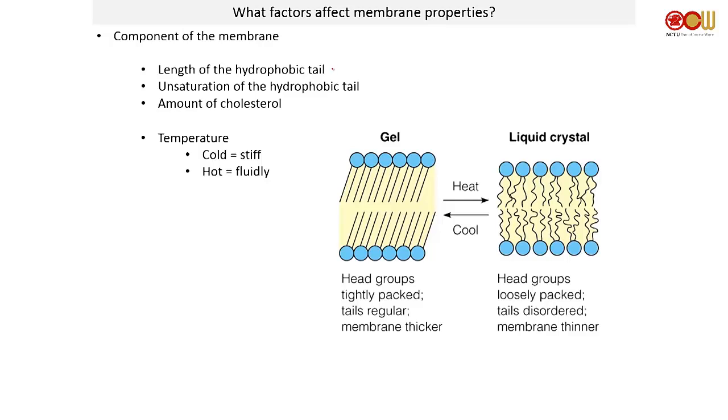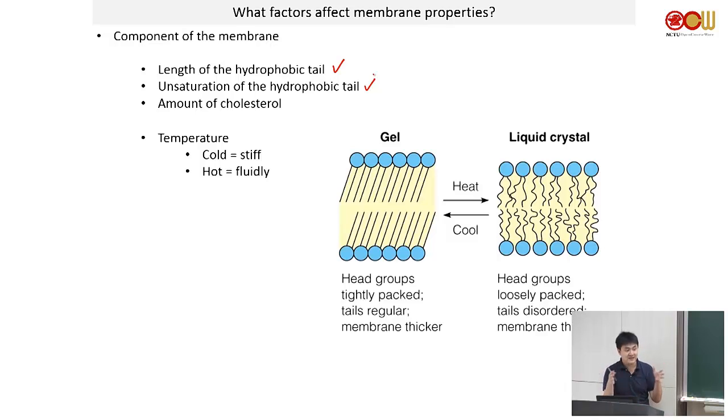So we already talked about the length of the hydrophobic tail will affect the property. The shorter the fatty acids, the more fluidity in the lipid membrane. Unsaturation of the hydrophobic tail: like I said, the more alkene units you have in the tail, it's going to cause little kinks inside of the bonding, and then as a result, the packing of the membrane will be lower. As a result, the membrane will be more fluid-like.